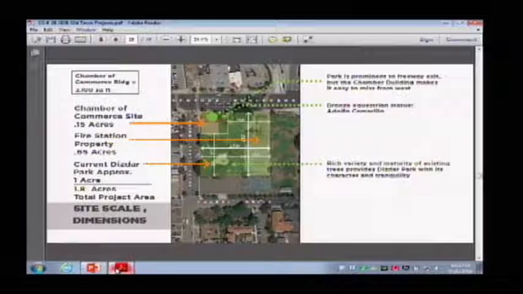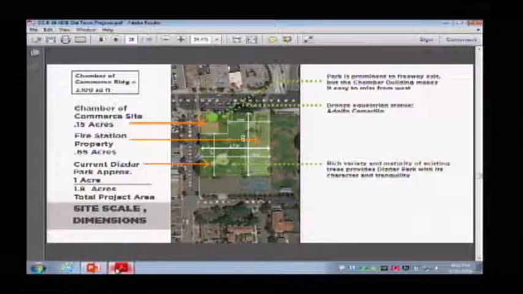One of the observations about the park that's rather interesting, and the Chamber building certainly doesn't make it easier, is that as people are traveling from west to east on Ventura Boulevard, if you miss the park, you're in a bit of trouble in terms of getting back. And it's a great greeter as you get off of the freeway, but if you're traveling east and you don't know the city, it can be a rather difficult return.